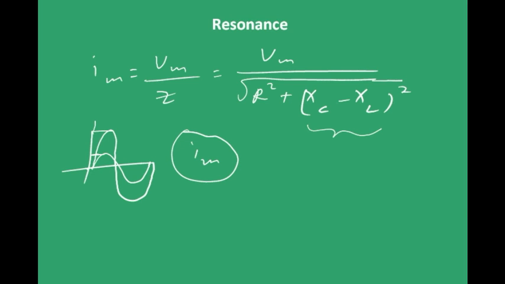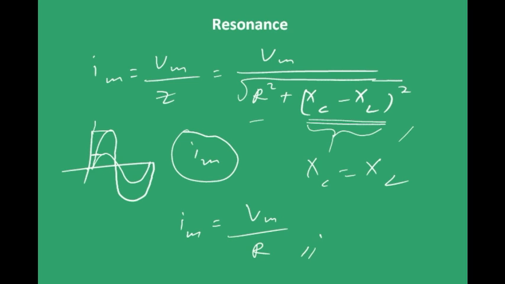When this term is 0, because the denominator should be as small as possible and both are squares, right? So they can't be negative. The least possible is when XC is equal to XL. What happens? This term will be equal to 0 and hence I have my Im, the maximum value of Im possible, as Vm by R. This is something like a purely resistive circuit. Okay, so this is the condition for resonance. The condition is known as resonance.